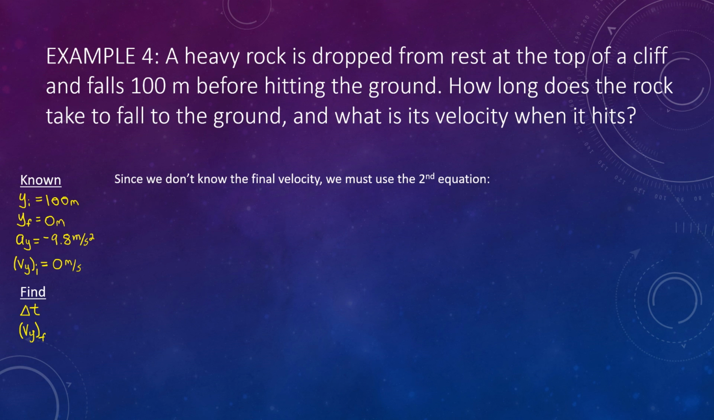Right? So we don't know the final velocity, and because we're solving for time, we must use this second equation. So again, write it out in full. Y final equals y initial plus vy initial delta t plus 1/2 ay delta t squared. Now, we're going to do something unique here.